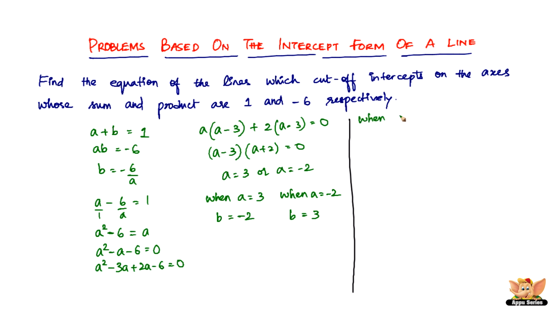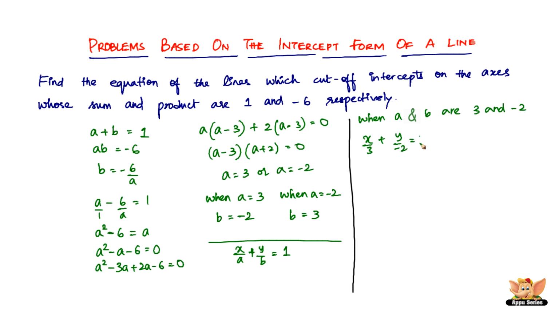So when a and b are 3 and minus 2 respectively, x by a plus y by b equals 1. So it will be x by 3 plus y by minus 2 equals 1, which is nothing but x by 3 minus y by 2 equals 1. Solving this, we get 2x minus 3y equals 6. So this is one of the equations that you can get of the line in question. So one case is done.